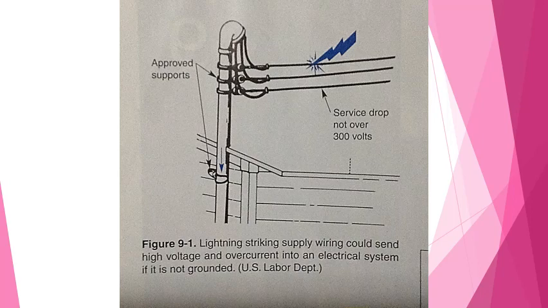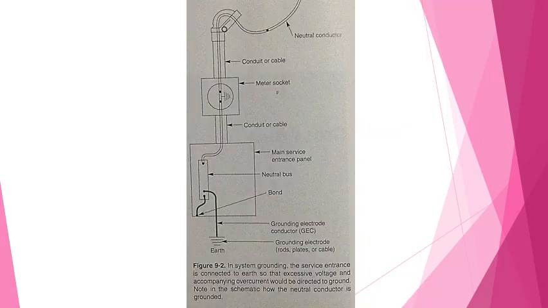With a system properly grounded, this excess voltage and current is directed to earth rapidly. The excess should travel through the grounding conductor and not affect the electrical system at all. For this, see figure 9-2.